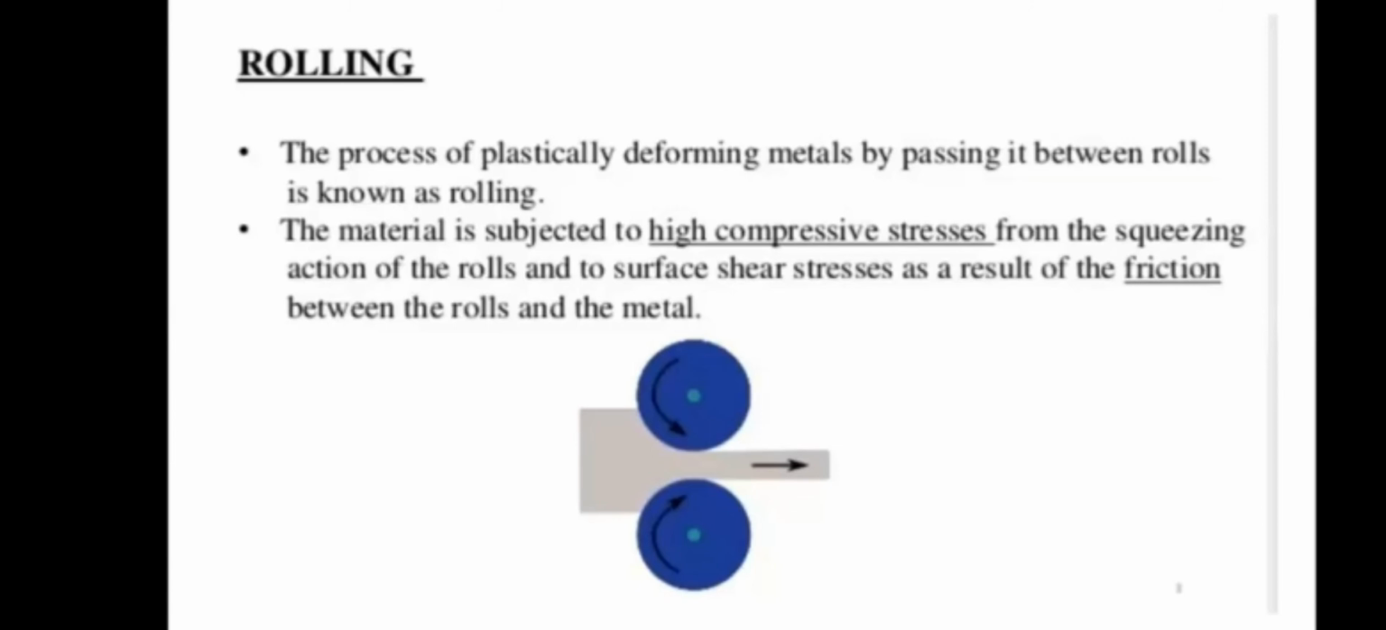Okay. So it is also a mechanical or metal forming process involving direct compressive force on the workpiece material for reduction of the thickness. Okay, plastic deformation takes place due to direct compressive force. The material is subjected to high compressive stresses from the squeezing action of the rolls and to surface shear stresses as a result of friction between the rolls and the metal. Okay, the material coming out of the exit will have reduction in thickness.